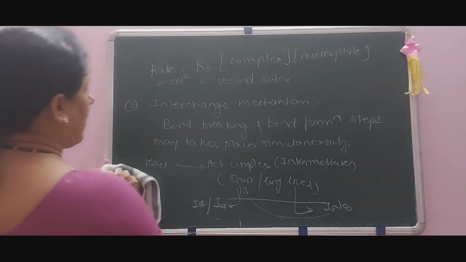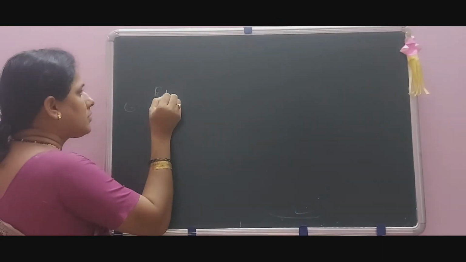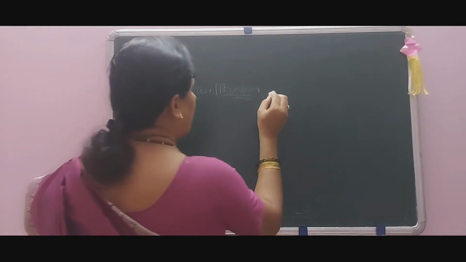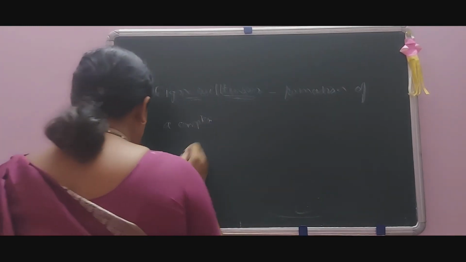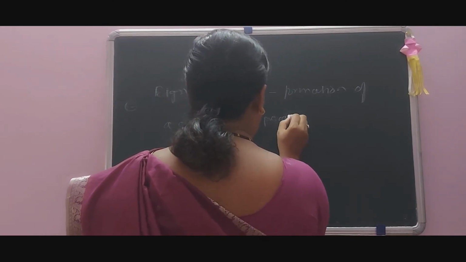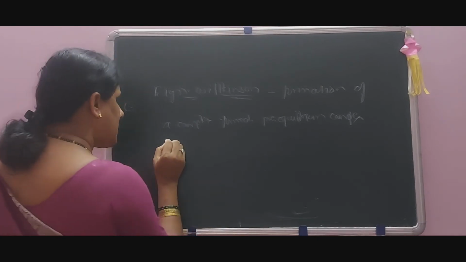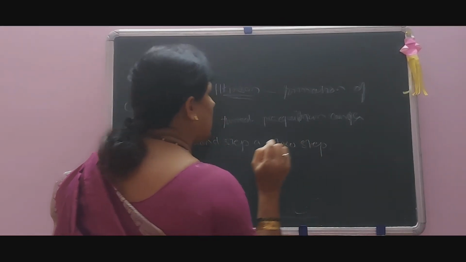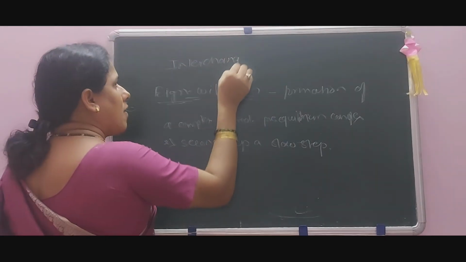For that purpose, in the interchange mechanism, the scientists Eigen and Wilkinson proposed that the complex is formed as a pre-equilibrium complex, and whatever may be the second step, this second step is a slow step according to the scientists Eigen and Wilkinson in the interchange mechanism.